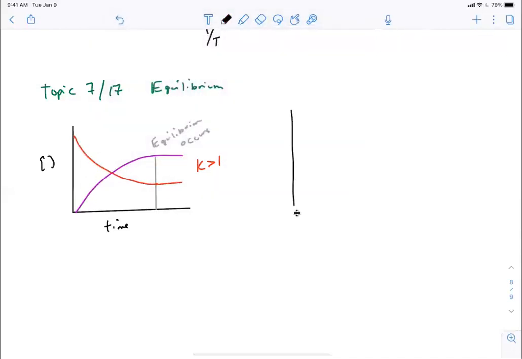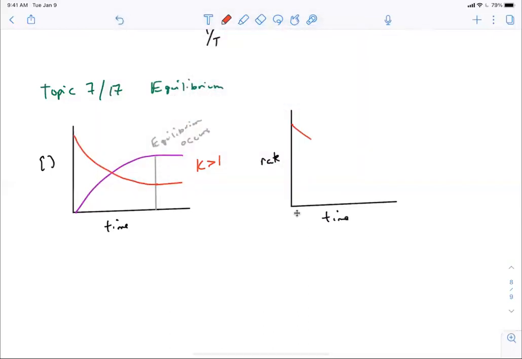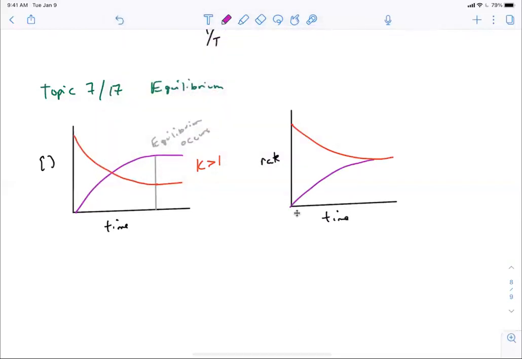The other graph you might have to generate is rate versus time. And the slight difference here is, yes, the rate decreases, and yes, the rate increases, but they should merge. So rate versus time, the rates should merge. Concentration versus time, they do not necessarily merge. In fact, they usually don't. So that's the major graph that I think about with equilibrium.